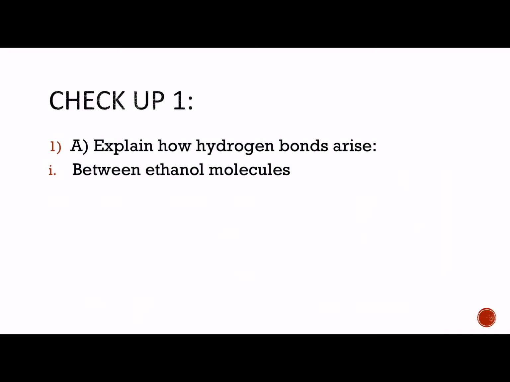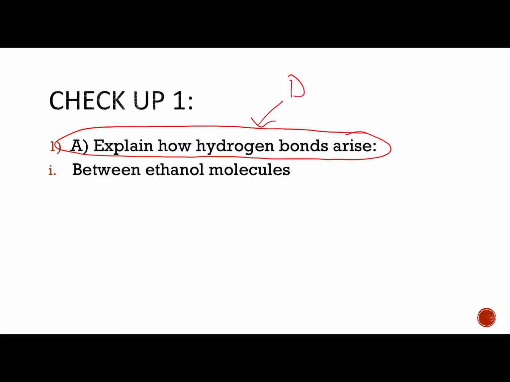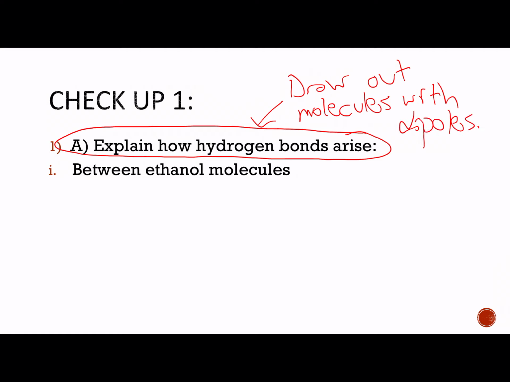So then this, remember, checkups are from the textbook, and some of these checkup exercises are really good review questions. So you can be asked how hydrogen bonds arise. And so when they ask how hydrogen bonds arise, they actually want you to draw out the molecules with the dipoles, and then to show the hydrogen bond connection. Because a hydrogen bond is an intermolecular force, you need to have a minimum of 2 molecules.